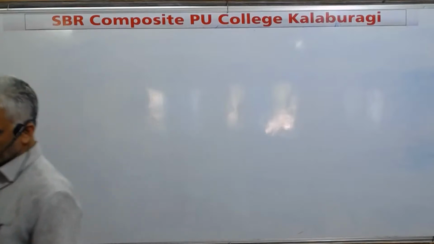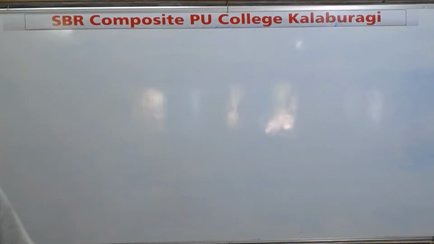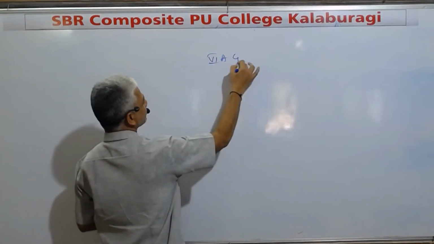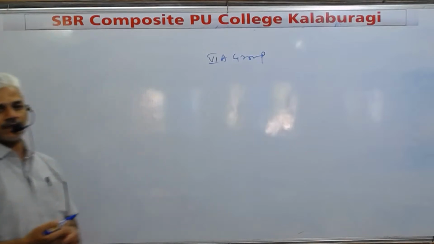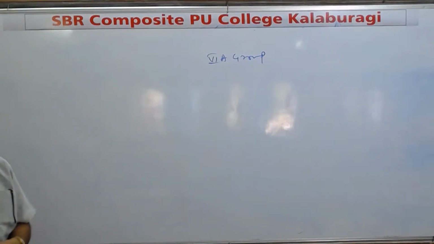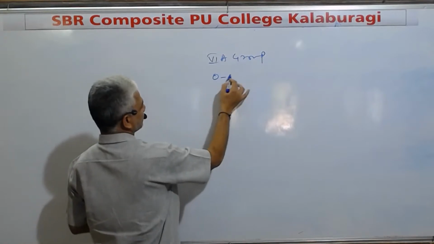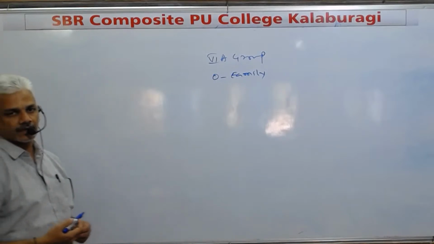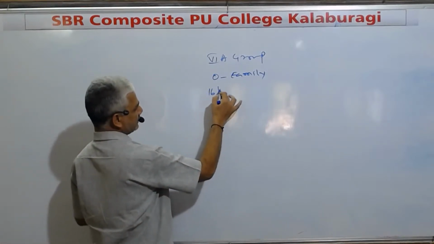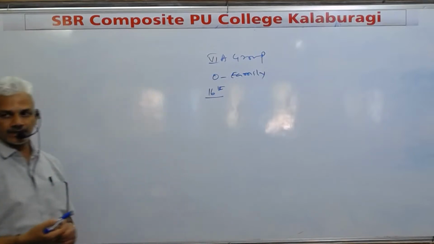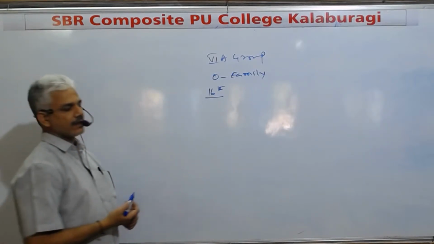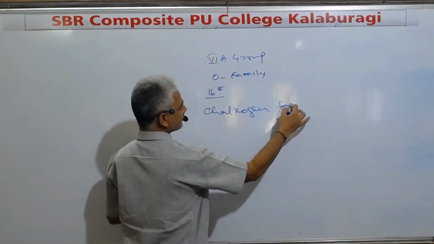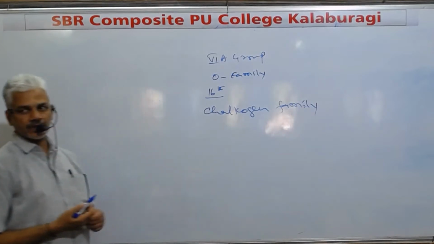Along similar lines, you have to study the remaining groups also. Next to the fifth group is the sixth A group, also called the oxygen family. According to the IUPAC convention, it is named the 16th group. And based on the nature of elements, this group is known as the chalcogen family.